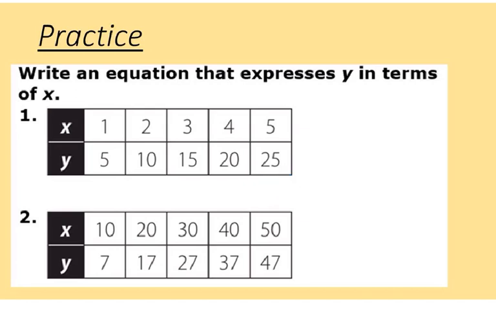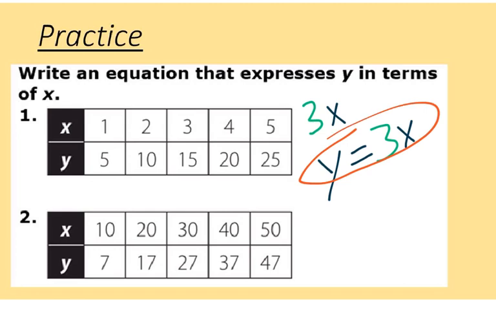So the coefficient is 5, and we're multiplying 5 times the x. So as far as an equation expressing y in terms of x, it would be y equals 5x. Y equals 5x. A multiplicative relationship.